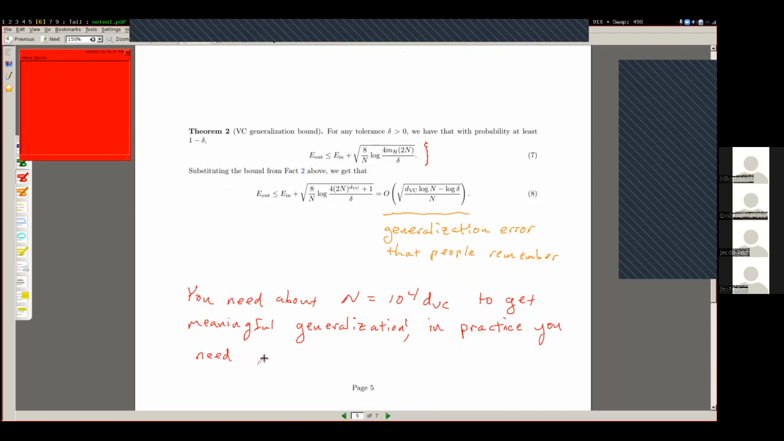But in practice, you need about n equals 10 d_VC. If you have roughly 10 data points for each VC dimension that you have, then you're going to have pretty low generalization error. This isn't a hard and fast rule, but it's a rule of thumb that a lot of people use as a first-pass guess on what to do.